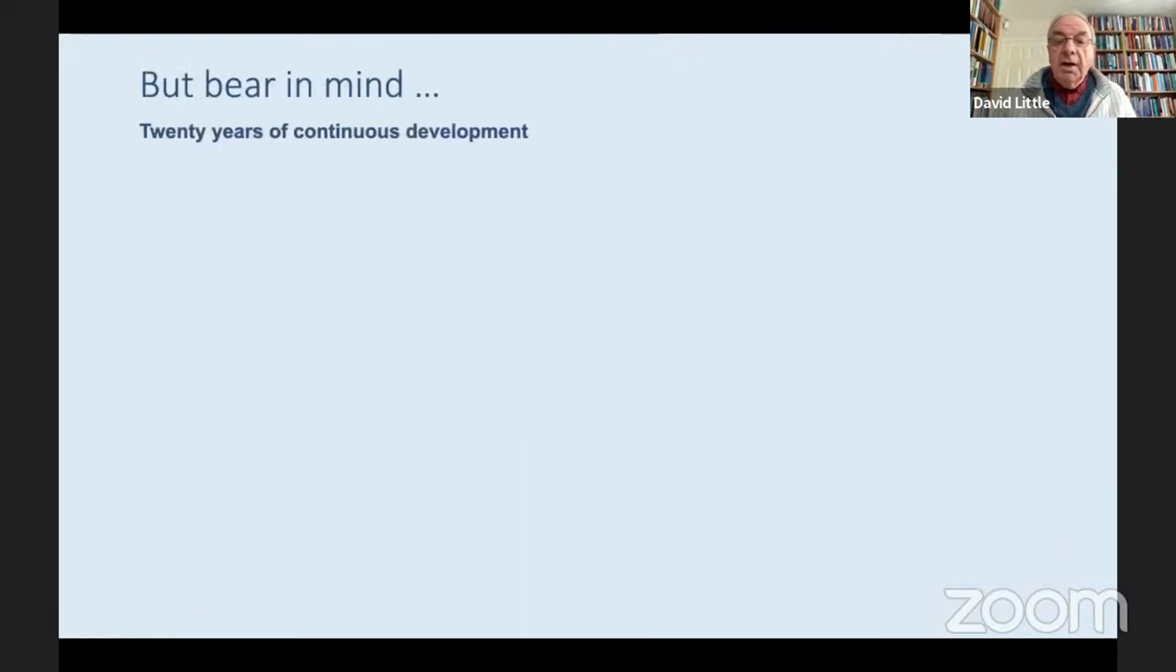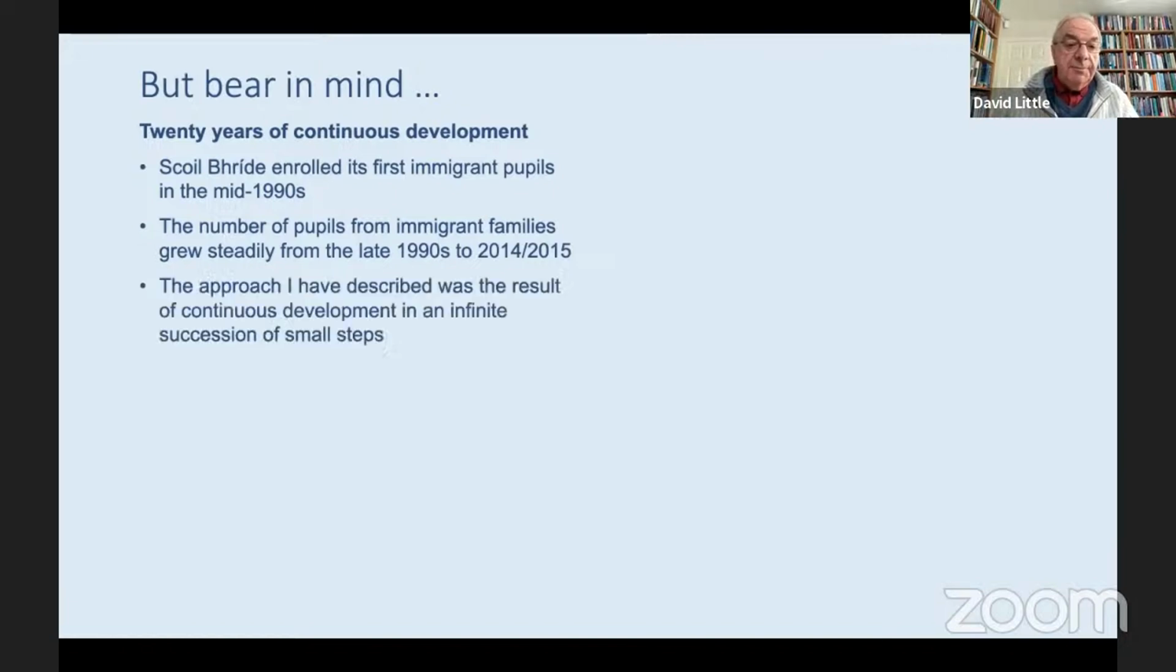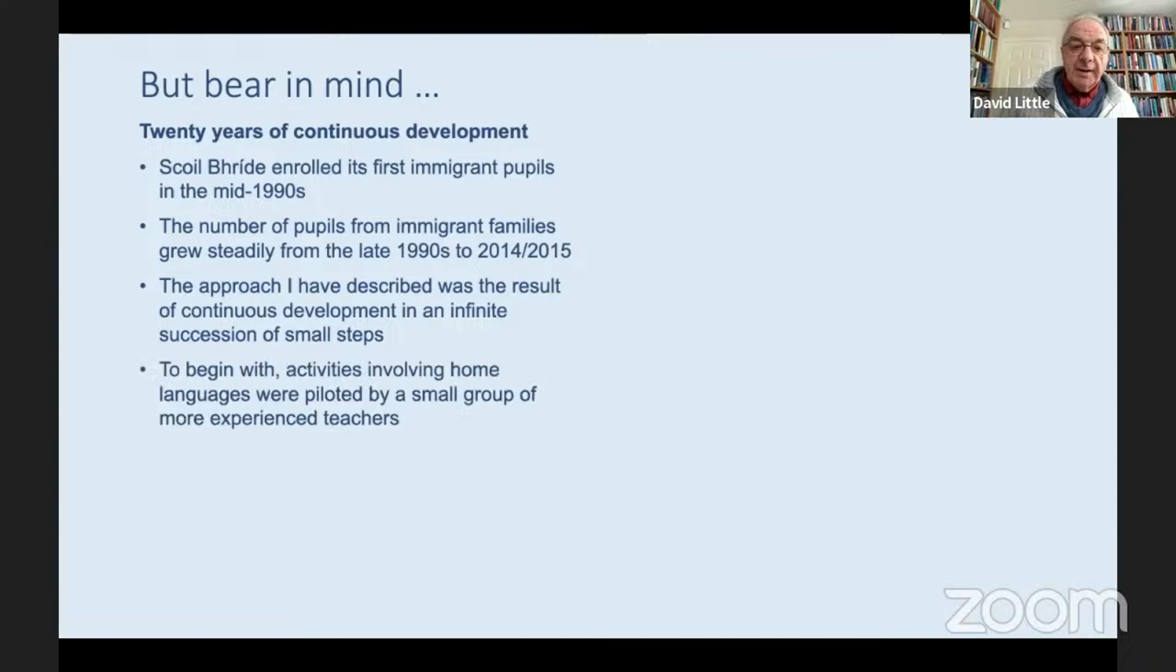But bear in mind, what I've been sharing with you is the result of 20 years of continuous development. Skolvrige enrolled its first immigrant pupils in the mid-1990s. The number of pupils from immigrant families grew steadily from the late 1990s to 2014-15. The approach I've described was the result of continuous development in an infinite succession of small steps.